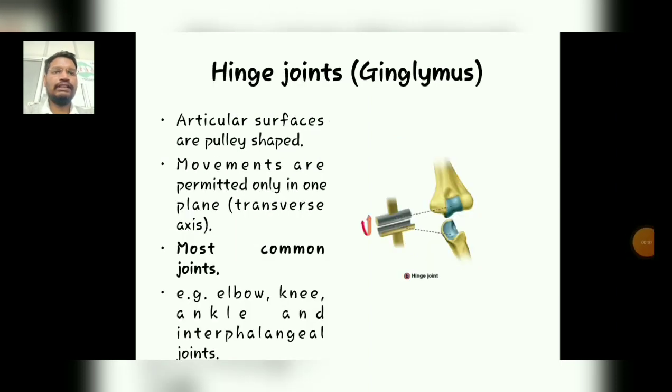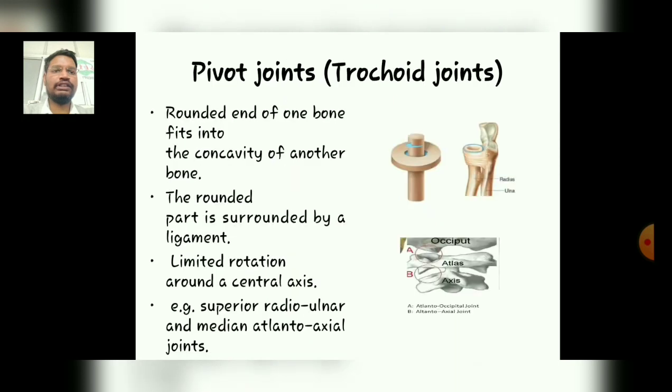The next is the hinge joint, which is also known as the ginglymus joint, in which the articular surfaces are pulley shaped and it allows movement only in one plane, as these are the most common joints. For example, the elbow joint, the knee joint, the ankle joint and the interphalangeal joints.